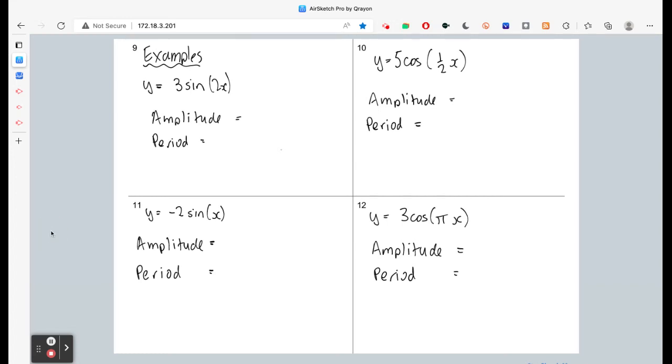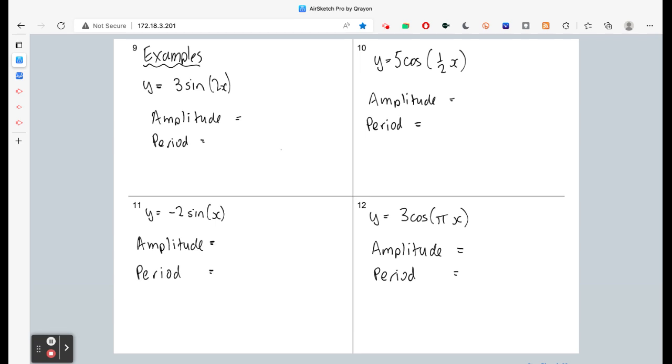Hello, in the last video we looked at the theory of transformations, specifically amplitude and period as they relate to sine and cosine functions. In this video we're going to look at a bunch of examples about how to apply that knowledge to different problems. So let's start off with a nice simple problem here.